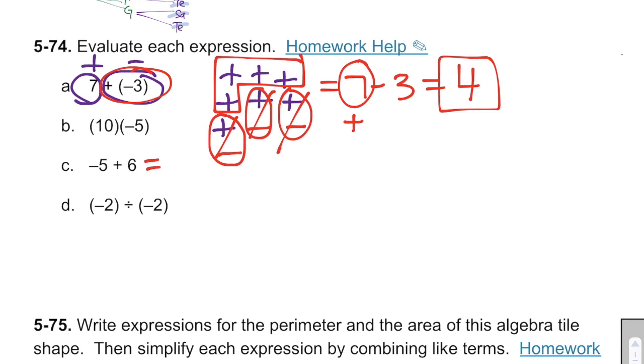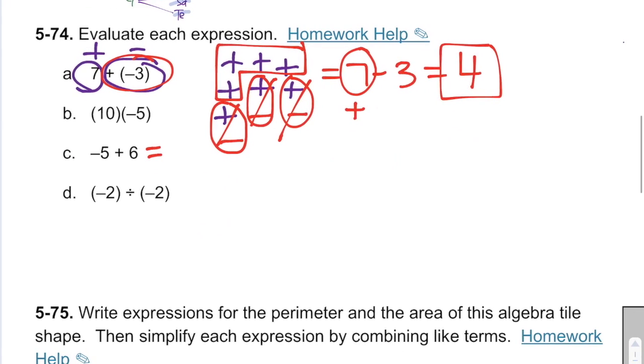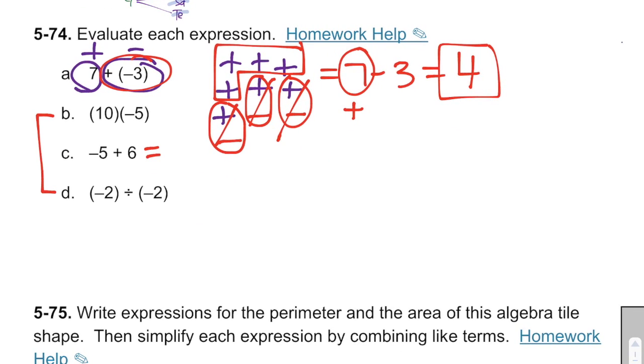Okay, I'm going to do D. Hopefully this will help you do letter B. The only difference is that B has to do with multiplication and D has to do with division. But for B and D, you should be using Mr. Integer. Mr. Integer, in case you forgot, looks like this. He's an upside down triangle that looks like a pizza. He has sleepy eyes and a positive for his nose.